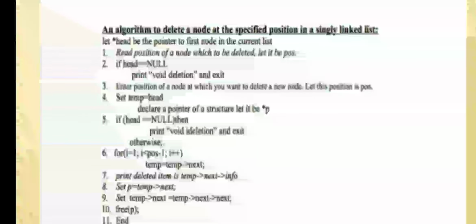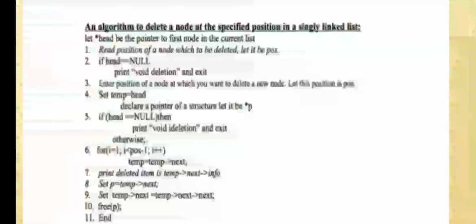and then whatever node should be deleted at a given position, I should be less than position minus 1, and I should be incremented. So temp is the temp of next. Then whatever the deleted item is, that will be stored in free, then we have to end.